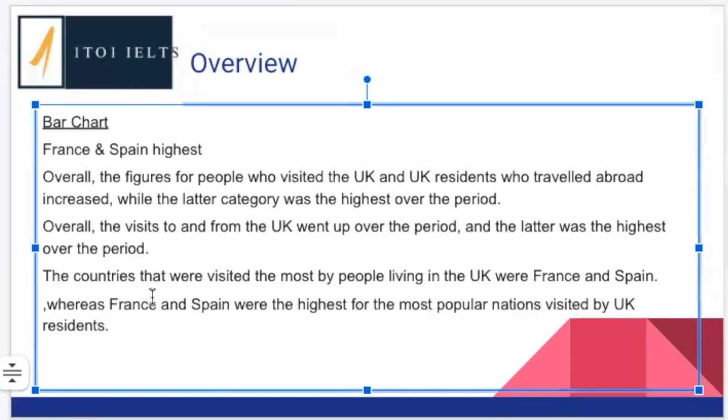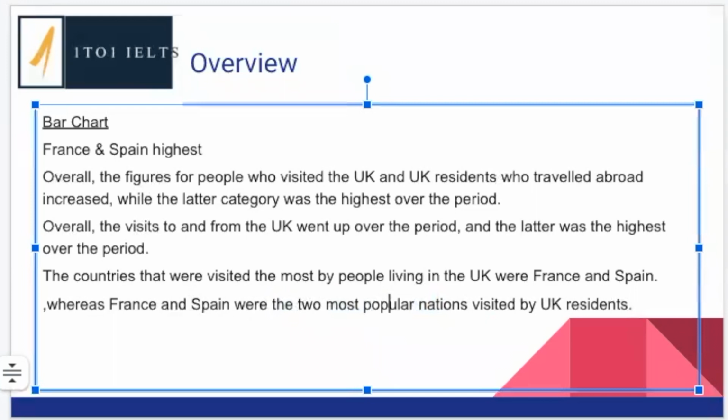We are trying to refer to popularity. So we're not going to use this were highest. We're going to use the most popular, but we're talking about two things here. Whereas France and Spain were the two most popular nations visited by UK residents. This is how we do it. The two most popular nations. So it's nice and simple.